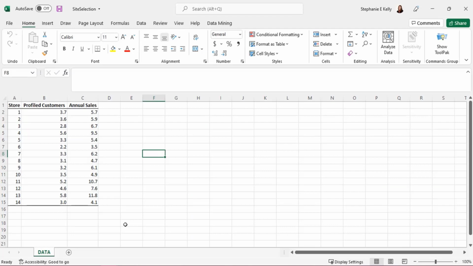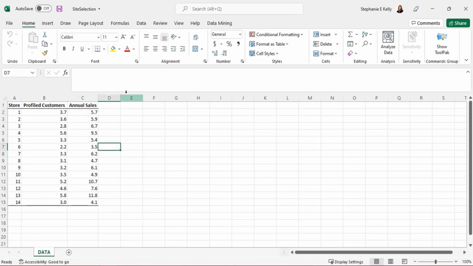This data set profiles the average socioeconomic status of customers across 14 different stores and compares that to the sales at those stores. Customer profiles are rated on a scale of 1 to 6, and sales are rated on a scale of 1 to 12. We can run a linear regression on this data, assuming that the socioeconomic status of the customers, on average, will predict the sales of that store annually.